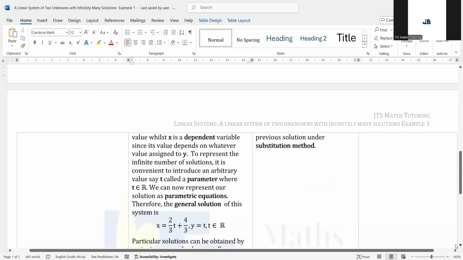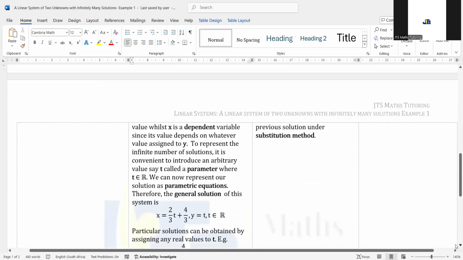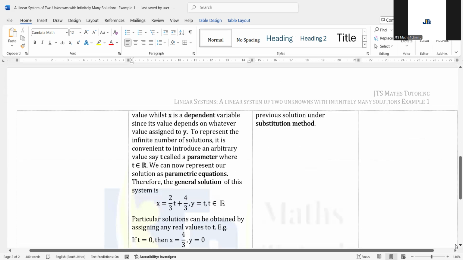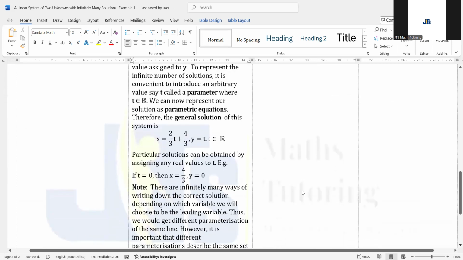So we can now represent this solution as parametric equations. The introduction of this third variable, an arbitrary value, say t, allows us to represent the solution of this system in terms of parametric equations. Therefore, this is how the general solution looks. x is equal to 2/3 of t plus 4 over 3, and y is equal to t, where t is an element of the real numbers.